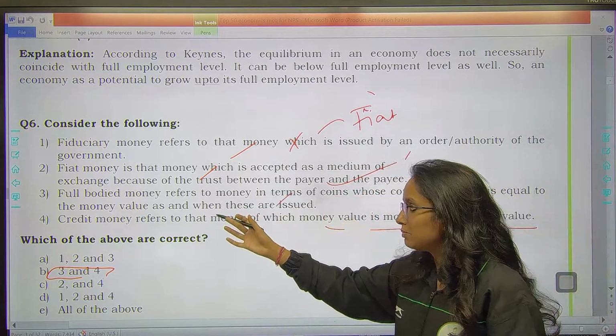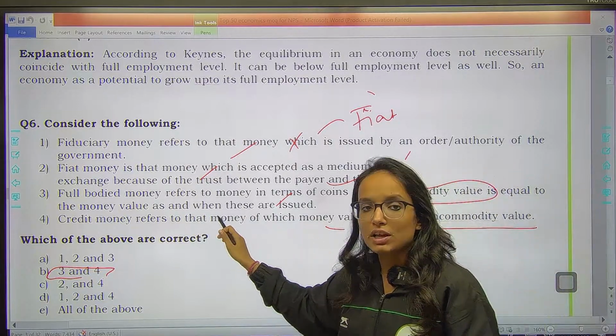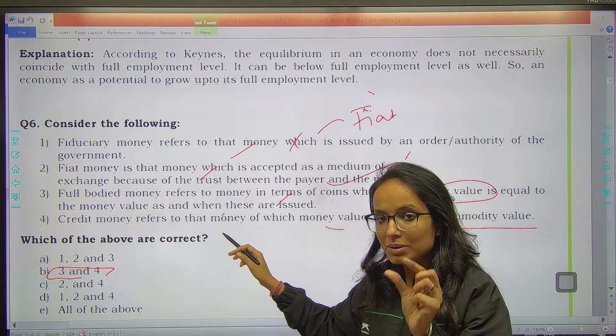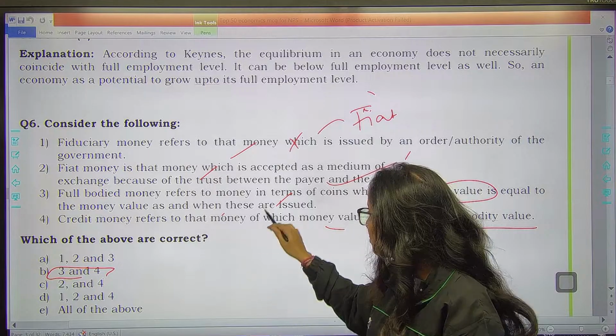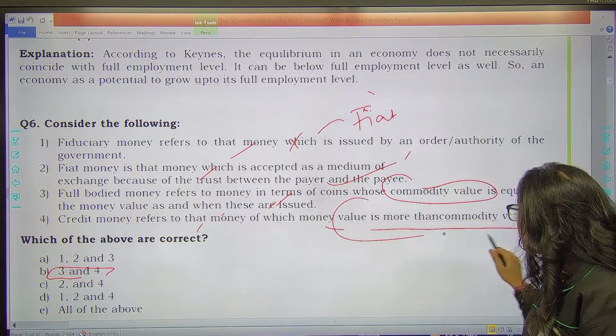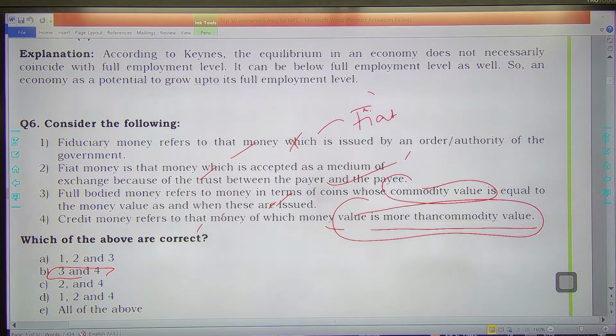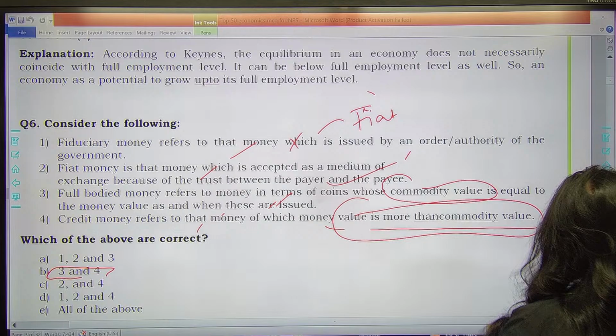Rest, full-bodied money is money in which the commodity value is equal to the money value, the face value. The value of the commodity it is made of is equal to the face value of the money. That is true. Credit money refers to money of which money value is more than commodity value. So yes, 3 and 4 only are correct here. Next question.